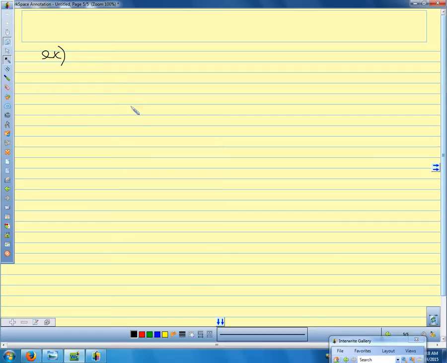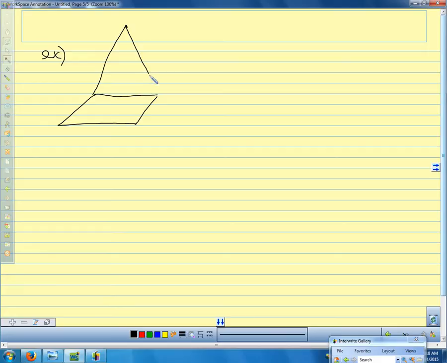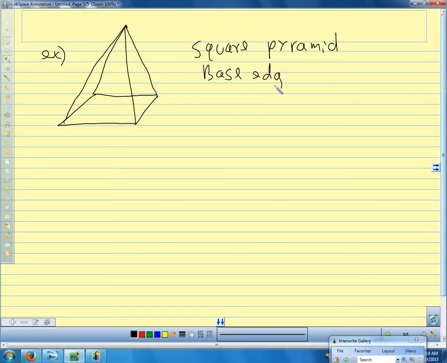So I'll draw a picture of this one. I won't use my fancy picture. There's my pyramid. And it's a square pyramid. And our problem says the base edge equals 8 centimeters. And the slant height equals 12 centimeters.